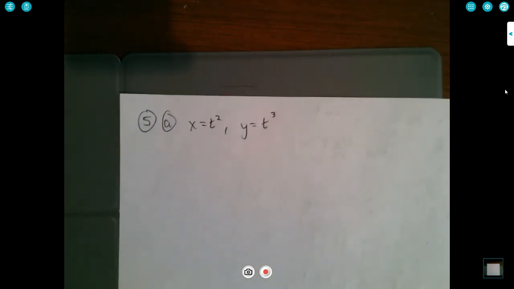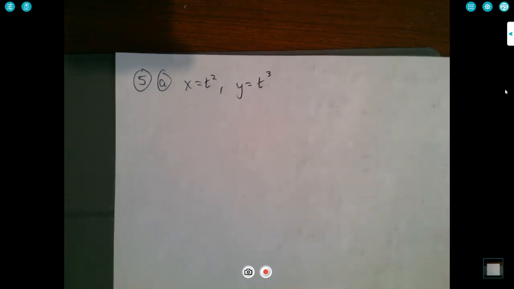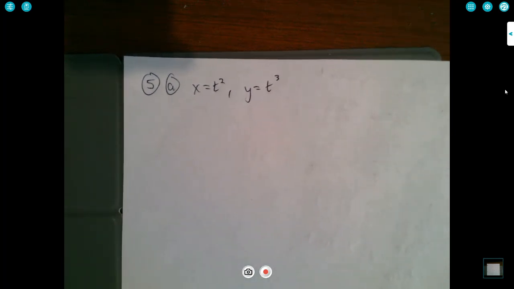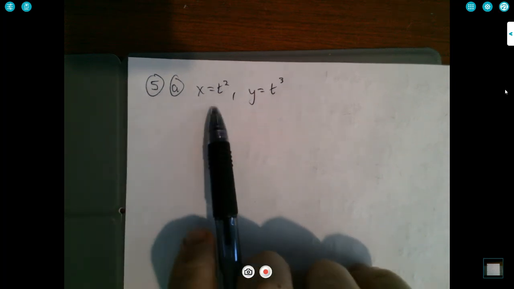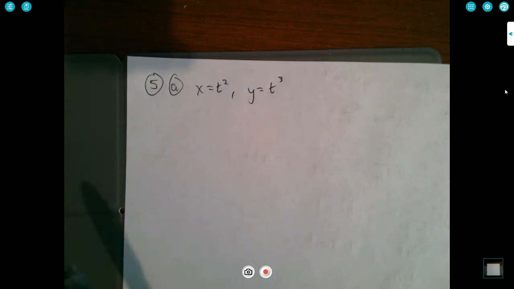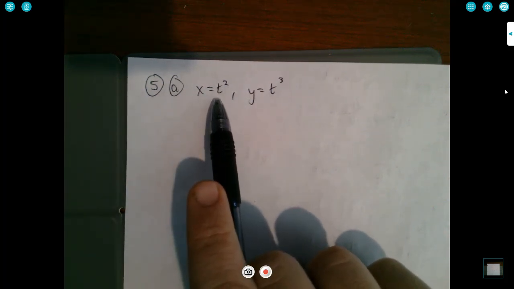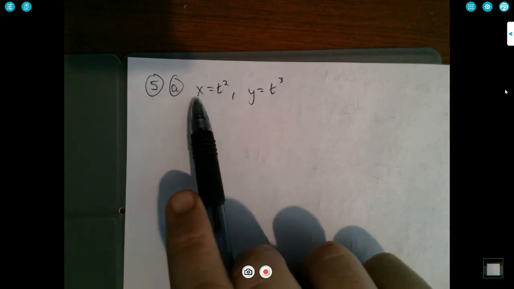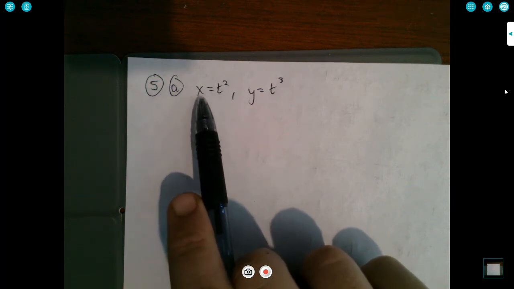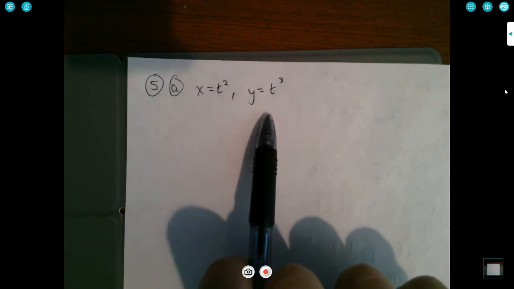So we want to graph it. First of all, they want us to graph it by eliminating the parameter. So we could do our old trick of solving for t. Now the tricky part is that if you take the square root to solve for t, you're going to get t equals plus or minus x, right? So you're going to get two possible solutions, and then that gets messy.